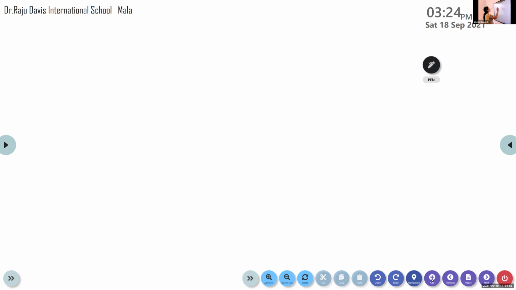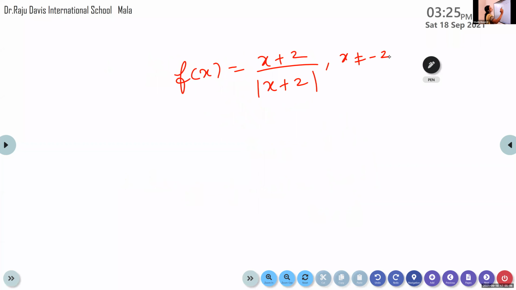The range of the function f of x is equal to x plus 2 by modulus of x plus 2, with x not equal to minus 2, is. Ma'am, range, right? Range of the function f of x is equal to x plus 2 by modulus of x plus 2.